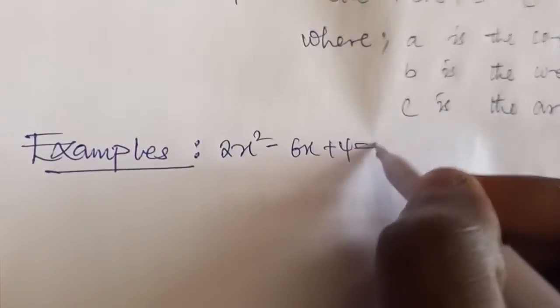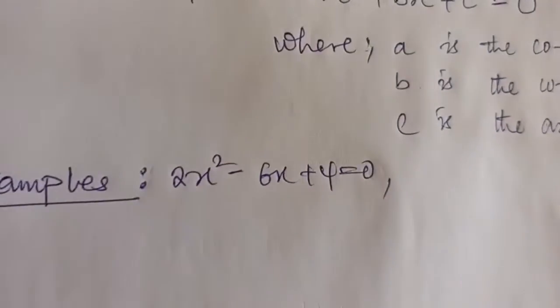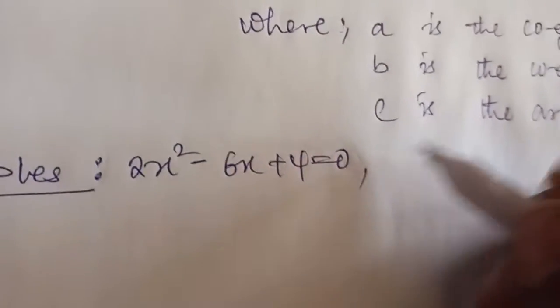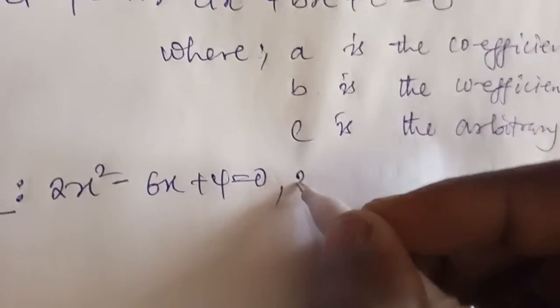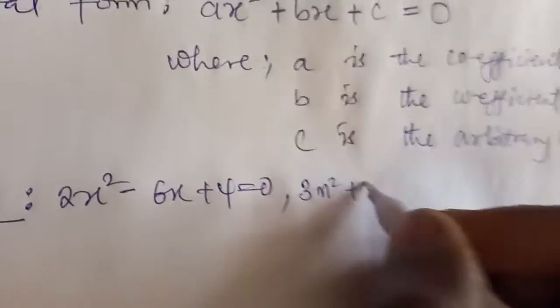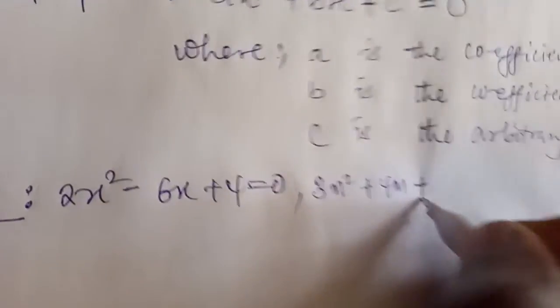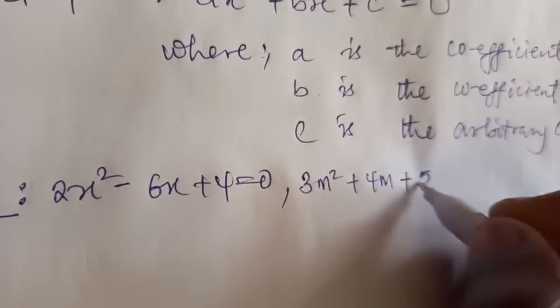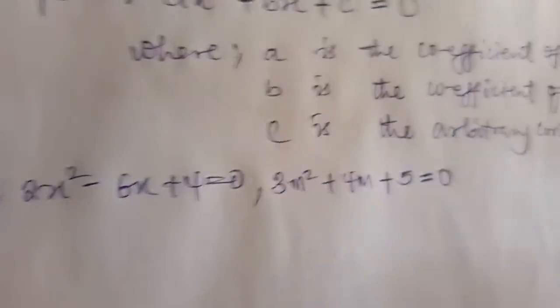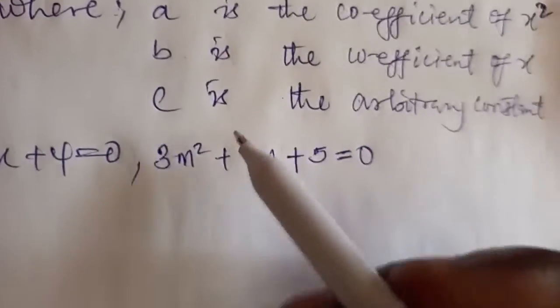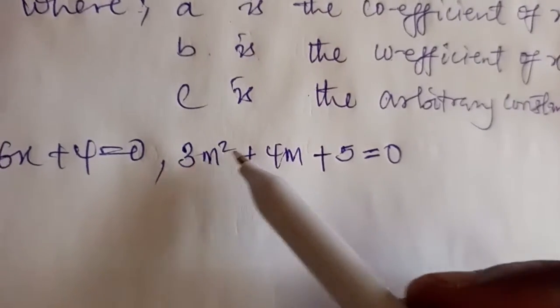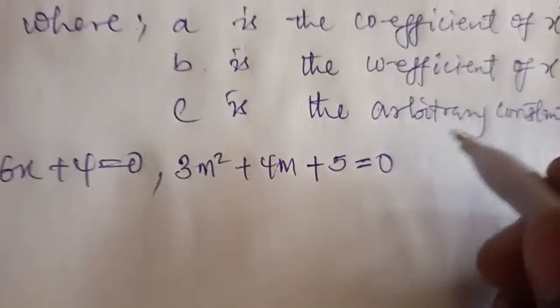of a quadratic equation are: we can have 2x squared minus 6x plus 4 equals 0. This is a quadratic equation in x. Also, I can have 3m squared plus 4m plus 5 equals 0. This is a quadratic equation in m. Still, the highest power of the unknown is 2, therefore it is considered a quadratic equation.